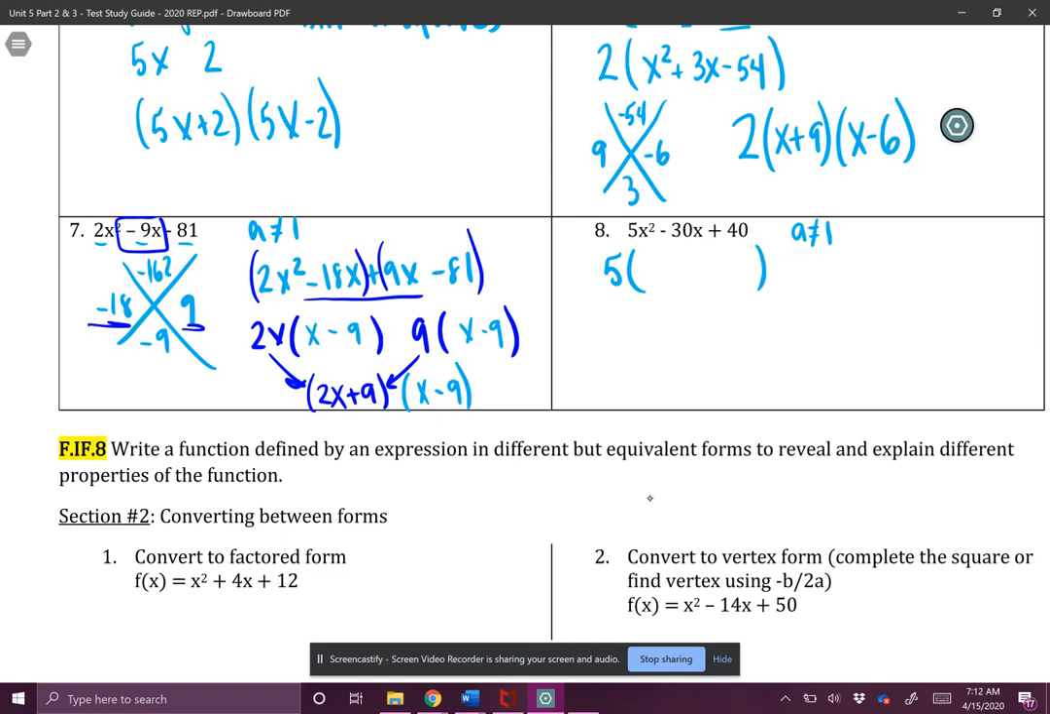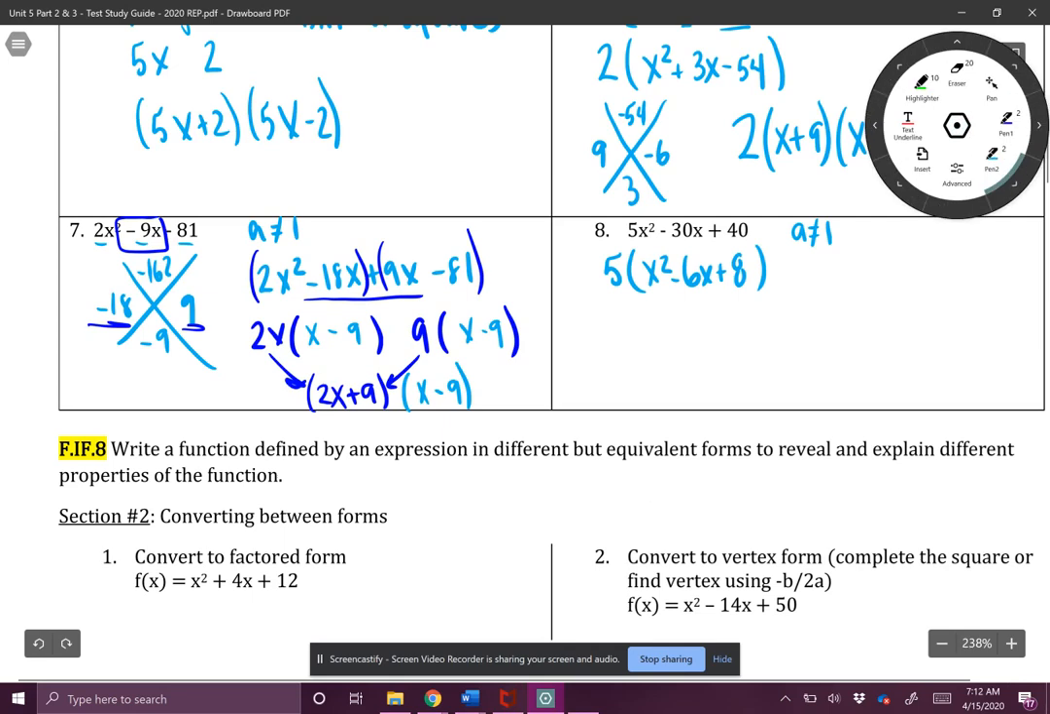5 times what gives me 5x squared? That's x squared. 5 times what gives me negative 30? That would be negative 6x. 5 times what gives me positive 40? That would be a plus 8. And if you look at that, our problem just got a lot simpler to work with.